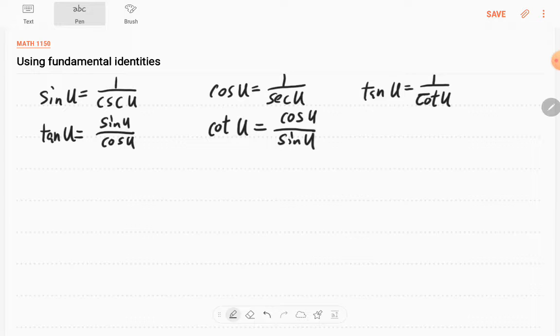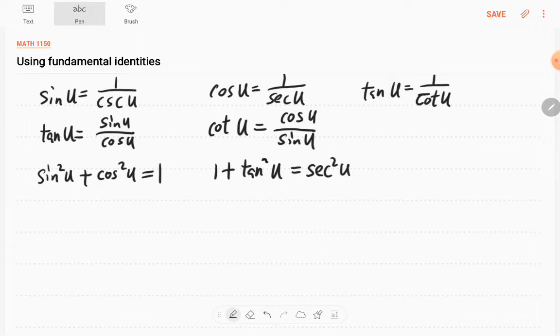Right, we also have the Pythagorean identities. Sine square of u plus cosine square of u is equal to 1. 1 plus tangent square of u equals secant square of u. And 1 plus cotangent square of u equals cosecant square of u.